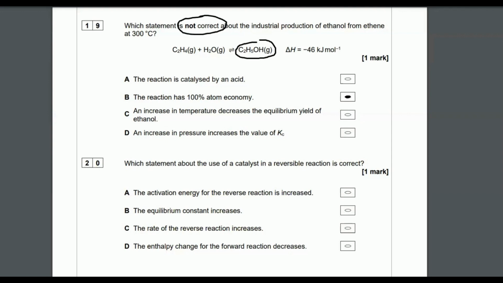Which is not correct. Oh, geez. Sorry, that's correct. So that's not true because that's incorrect. Yeah. An increase in temperature decreases the equilibrium yield of ethanol. Well, we've got to look.